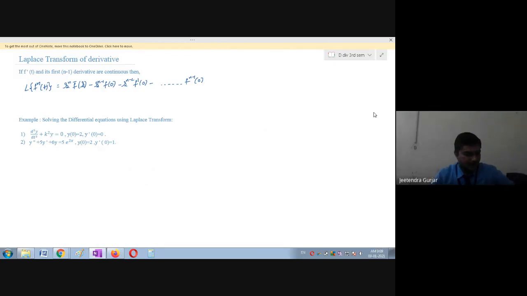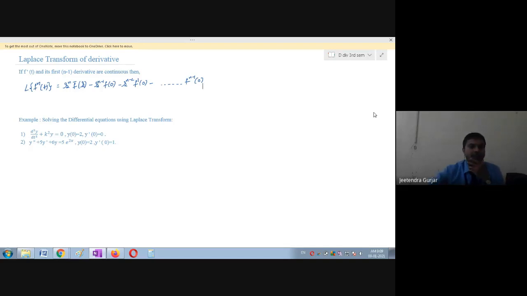Yes, good morning. So you can see here, very important: Laplace transform of derivative. We were discussing the importance of how, by using the Laplace transform, one can make derivatives or differentiation very easy. You can see here, students.